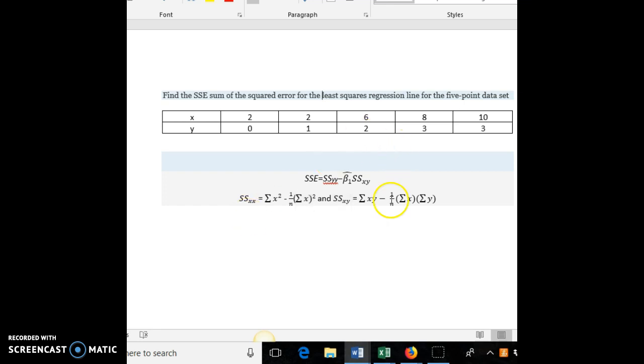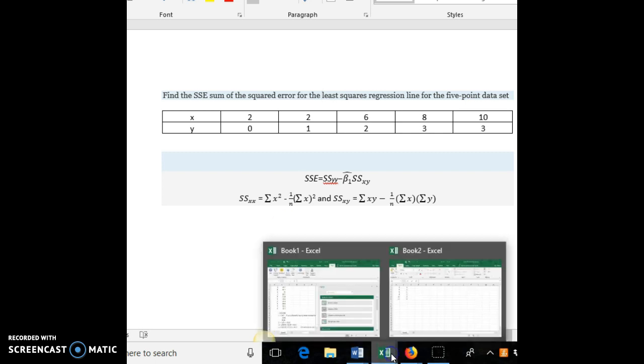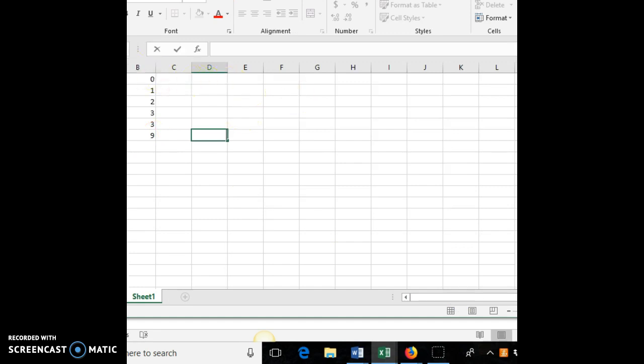All right, so we need to calculate SSYY and SSXY, and we can use the slope that we got a while ago when we found our least squares regression line. I'm going to show you how this can be done by hand, and then in our next example, where we have uglier data, we're going to let Excel do the work. But I did put it in Excel. Let me move this over.